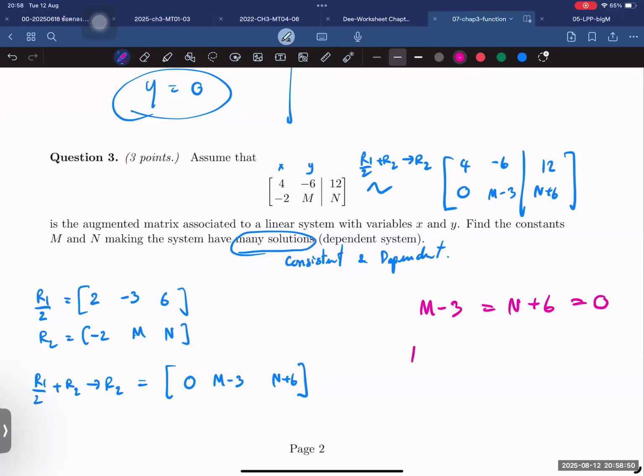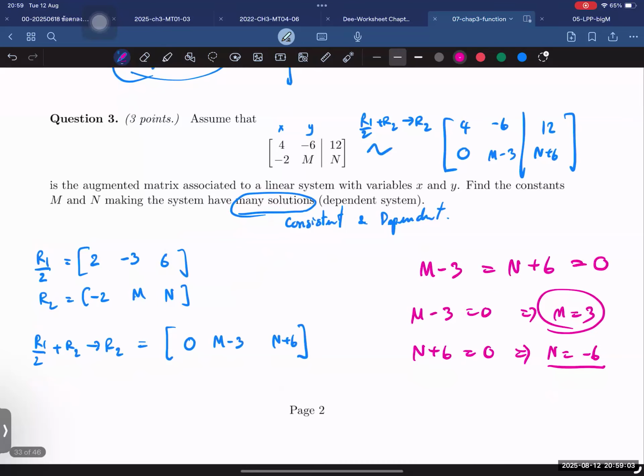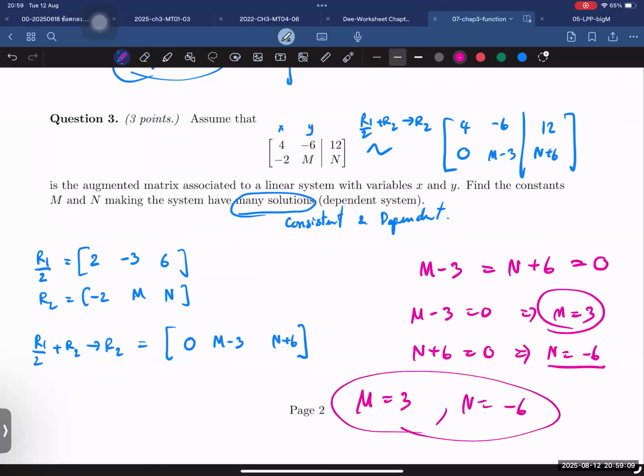Okay, so from that, m minus 3 is 0. It means m must be 3. And n plus 6 is 0. It implies that n must be -6. So to have infinitely many solutions, m is 3, n is -6.